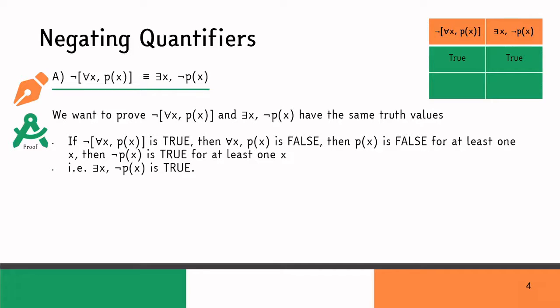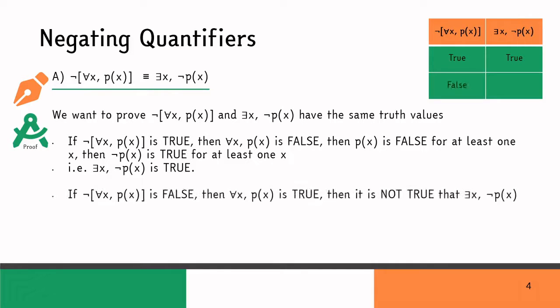In the case where negation of for all x p of x is false, then negating both sides would mean for all x p of x is true. This means that there cannot exist any value of x for which p of x is false, or in other words, there exists x such that negation of p of x is not true. Mathematically, it can be represented as the following. Now we see the truth values match, thus proving the rule.